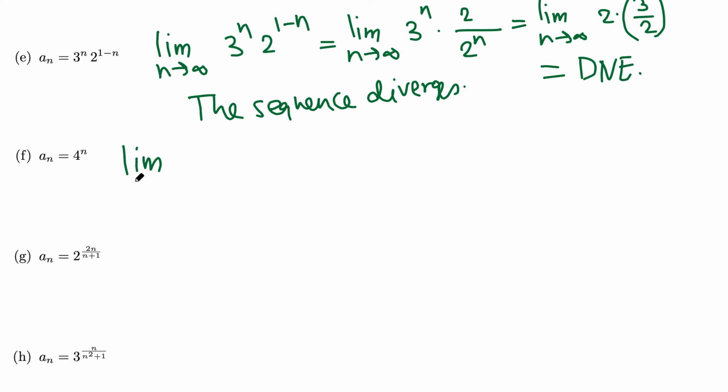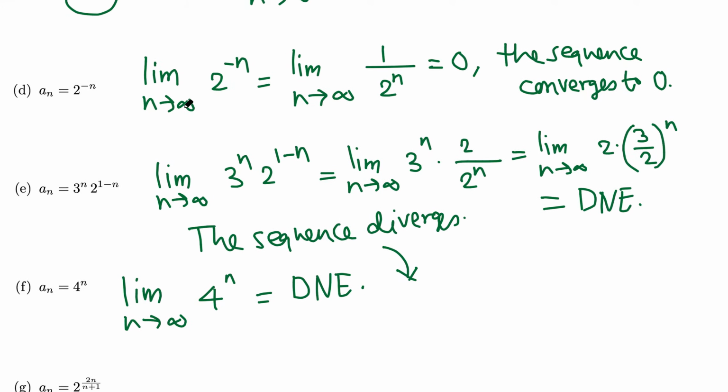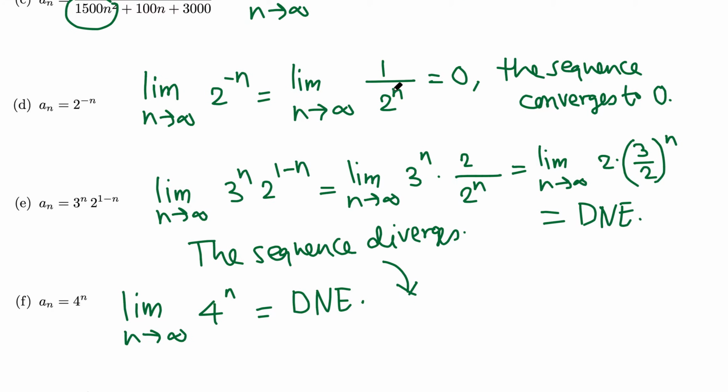Here, same thing, just 4 raised to n. When n goes to infinity, this goes to infinity, 4 raised to a very big number. So this is a geometric sequence, and the same conclusion: the sequence diverges. Here, when we have 2 raised to negative n, I put 1 over 2 raised to n. This is in fact the same as (1/2)^n. So this is a geometric sequence with common ratio less than 1, so we have a limit.